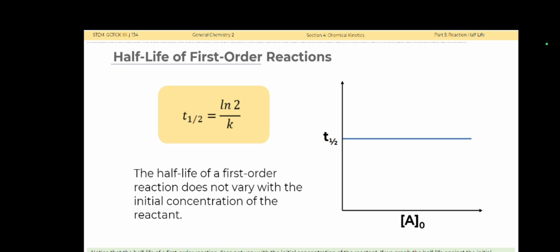Notice that the half-life of a first-order reaction does not vary with the initial concentration of the reactant. If we graph the half-life against the initial reactant concentration, a horizontal line is obtained.